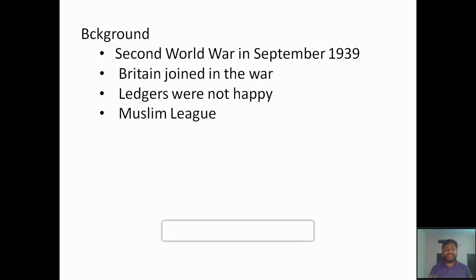And during the same time, the Muslim League put forward a new ideology, a new interest to divide our nation into two provinces. The first province would be known as India and the other as Pakistan. So the idea of dividing our country into two was put forward by the Muslim League. All these things happened almost during the same time as the Second World War.